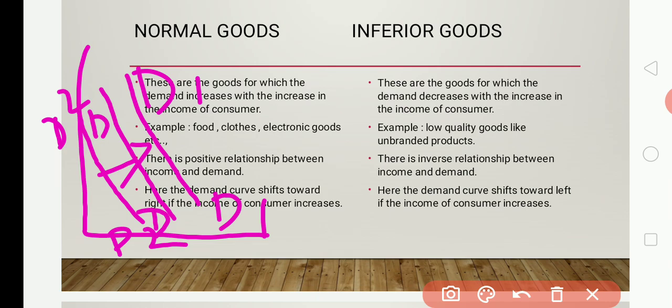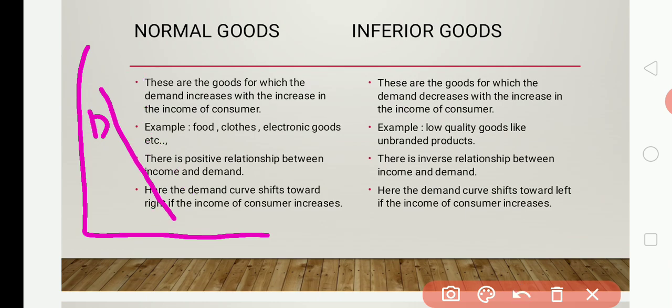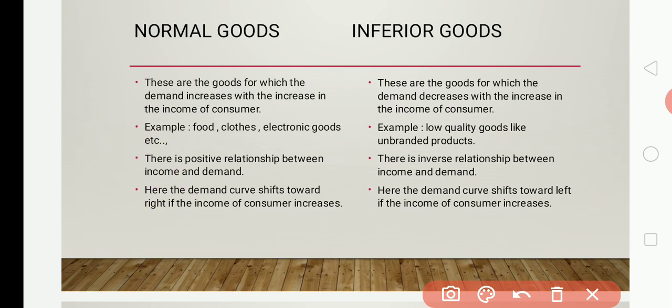This is all about normal goods. The next one is inferior goods. Inferior goods are the goods for which the demand decreases with the increase in the income of the consumer. Here some consumers will not buy whatever comes in their way. They will always prefer only the brands. So these are the goods for which the demand decreases with the increase in the income of a consumer.